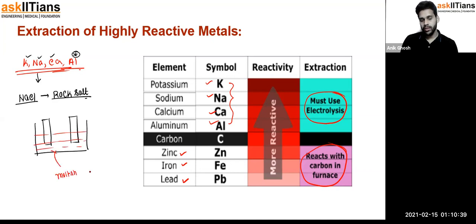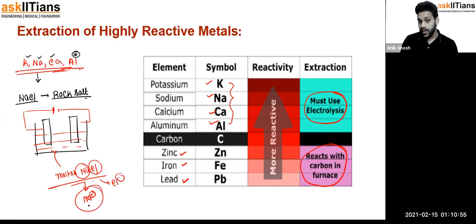Now you get it, I guess, what I'm going to do. So after that, if I just turn the switch on, what would happen? It would break down into Na plus and Cl minus, right? And from there, I think you can understand, we would reduce this sodium to get sodium metal. So this process is a very simple process, as you can see. The same thing is done for potassium and calcium and aluminium as well.